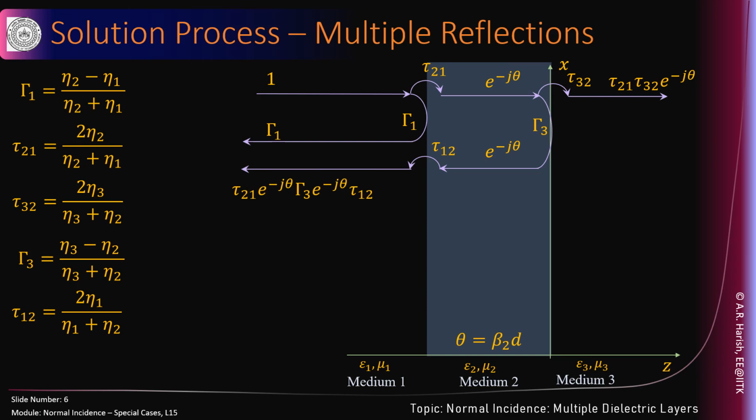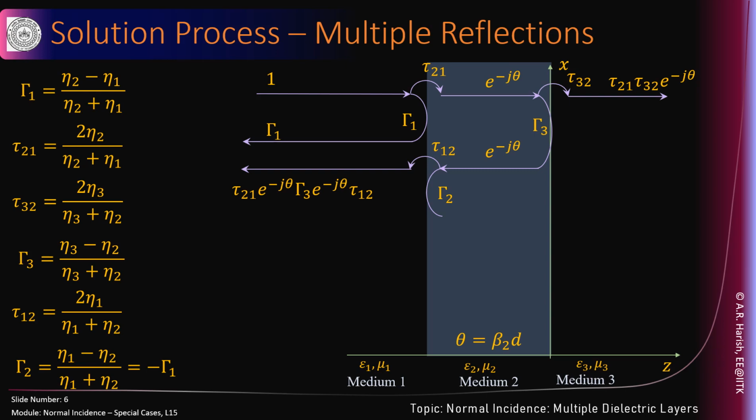It is tau t1, start from the top, tau t1 e to the power of minus j theta, gamma 3, e to the power of minus j theta times tau 12 comes out of it. Are you following it? Now what happens? A portion of it gets reflected back at the interface at z equal to minus d by how much? Gamma 2 times that. And what is gamma 2? Eta 1 minus eta 2 upon eta 1 plus eta 2.